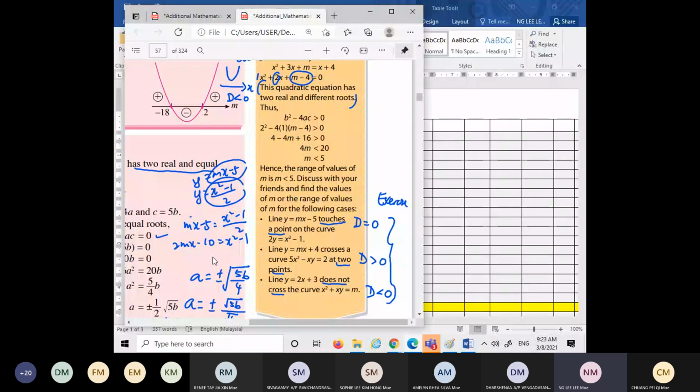Rearrange in the general form. Everything I'm going to throw to one side. So x squared minus 1 minus 2mx plus 10 equals 0. Rearrange them in general form. Therefore, x squared minus 2mx plus 9 equals 0, since 10 minus 1 is 9. Therefore, A is 1, B is negative 2m, C is 9. Then you continue. Not that easy, huh?